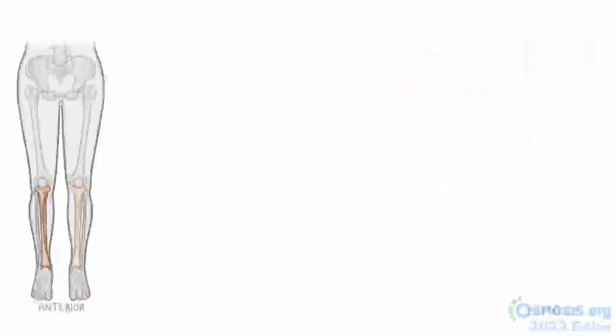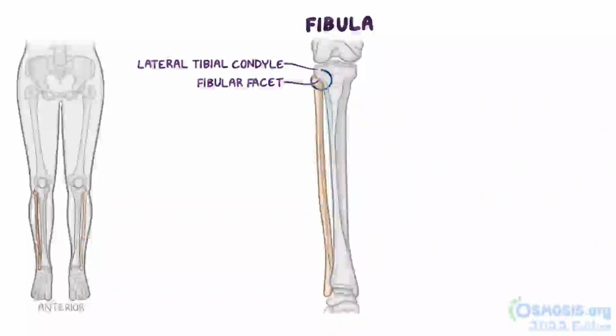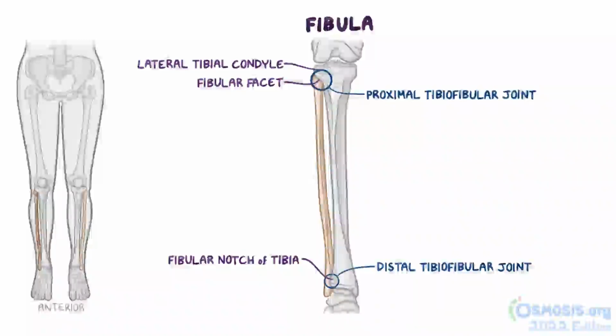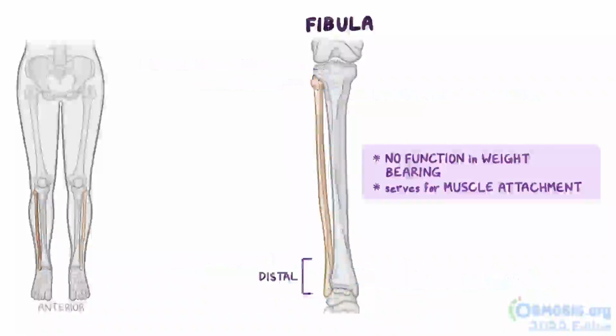Alright, now the slender fibula lies posterior-lateral to the tibia. The fibula articulates superiorly with the fibular facet on the lateral tibial condyle, and together they form the proximal tibiofibular joint. Inferiorly, it articulates with the fibular notch of the tibia to form the distal tibiofibular joint. It also articulates with the talus to form the superior part of the ankle joint. The fibula has no function in weight bearing, and it serves mainly for muscle attachment. It can be divided into a distal end, a proximal end, and a shaft.